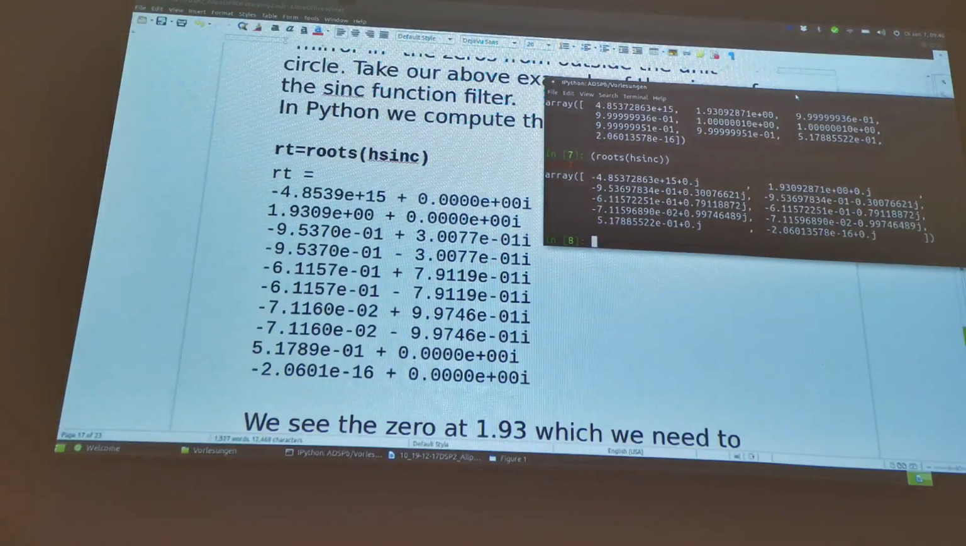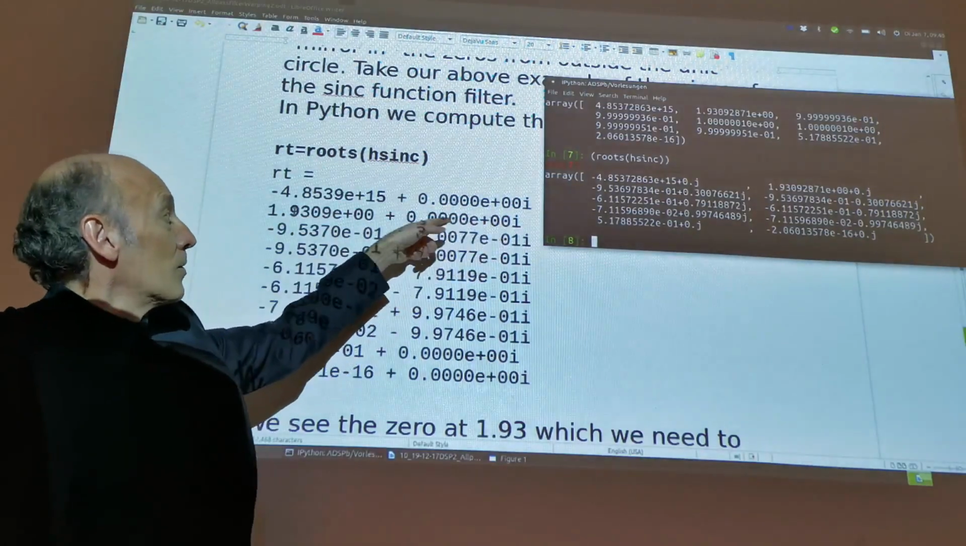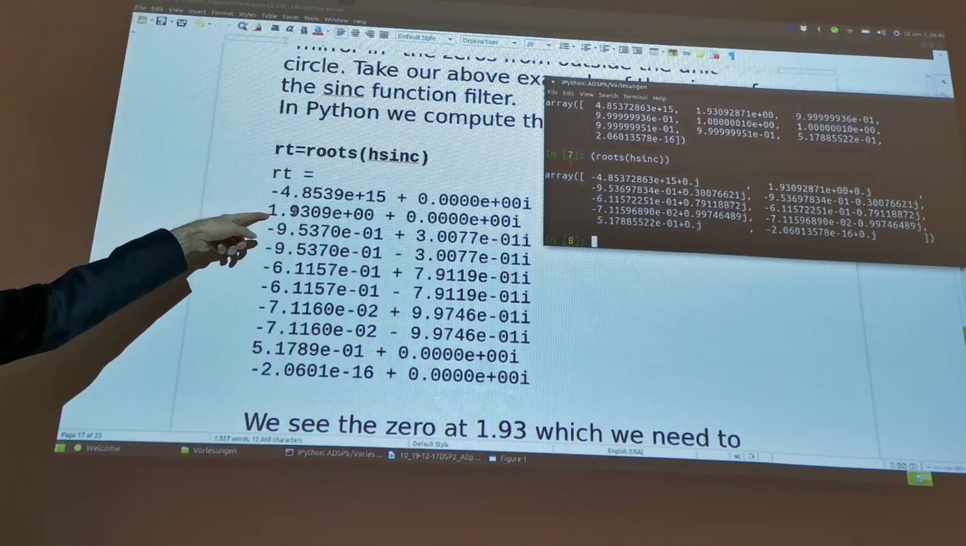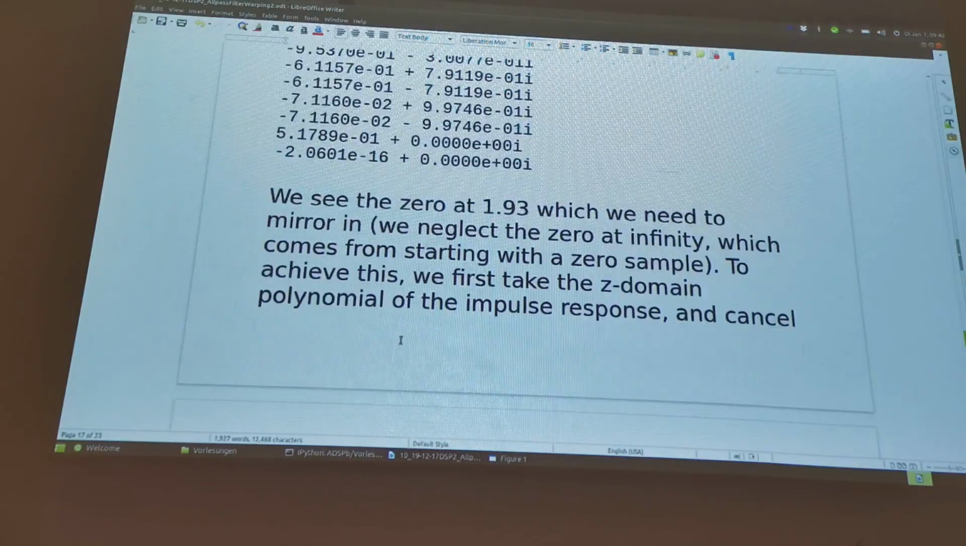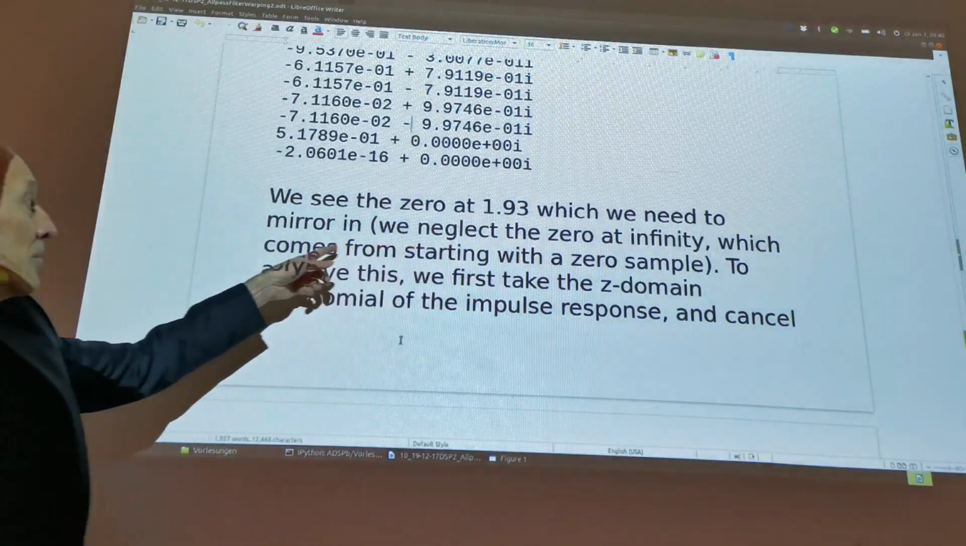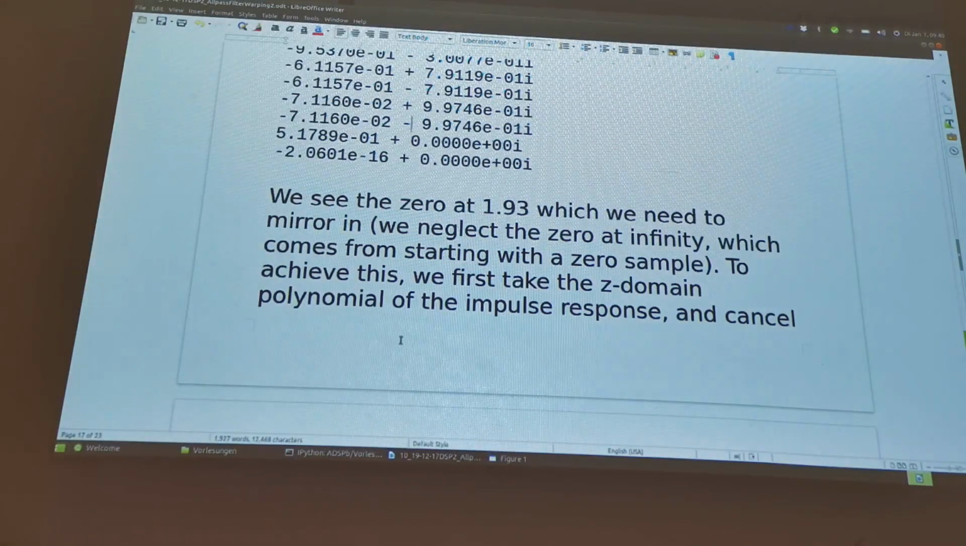And then we just have to look for the zeros outside. So there's a 0 at 1.93. So where is it here? Here you can see the 0 at 1.93 on the real axis because it has 0 imaginary part. So this is clearly outside the unit circle. So now we have to mirror it in. We also neglect the 0 at infinity, which comes from starting with a 0 sample. This is actually an artifact of taking my sinc example, because the sinc happened to start with a 0.